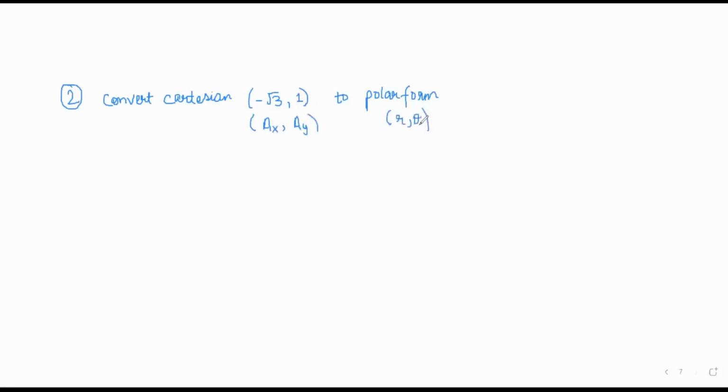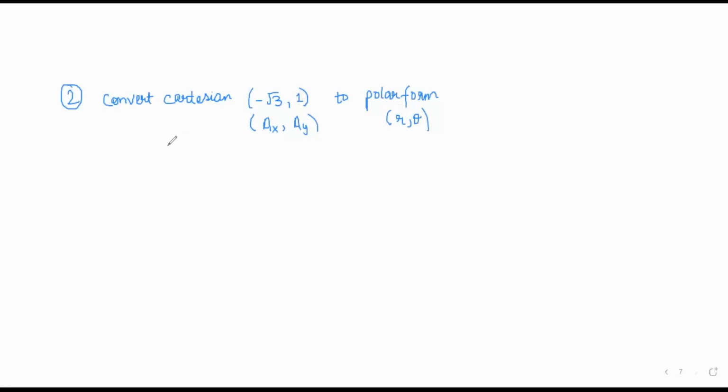Now coming to the second problem, that is for the conversion from one coordinate system to the other that we discussed to represent any of our vectors. What we are given is the Cartesian form, minus root 3 comma 1. We have to convert it to polar form, that is r comma theta. So we are given x comma y, or ax comma ay as per our formula, and we want to find r comma theta.